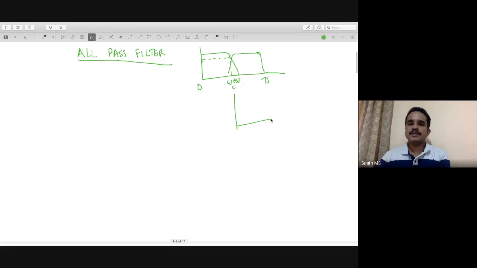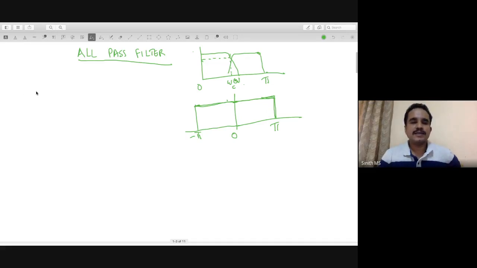As the phrase indicates, it passes all the frequencies under consideration. So if it is from minus pi to pi, the whole range of 2 pi, it passes all the frequencies equally. It doesn't have any biasing or parity. So you may think, why do you need it? You may think that if you connect it through a wire, you give xn, you get yn. So why do you need an all pass filter if this will do the job?